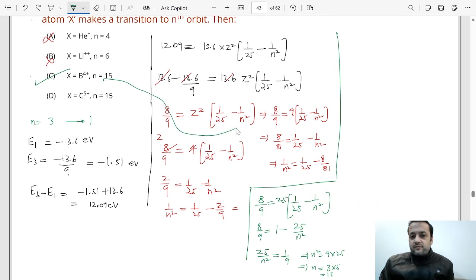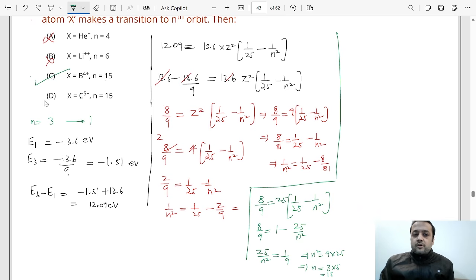That means if n equals 15 and z equals 5 will satisfy this equation. That means n equals 15, and for carbon z will be 6. So z equals 6 cannot satisfy, right? Because if (5, 15) is satisfying this equation, then definitely (6, 15) cannot satisfy.